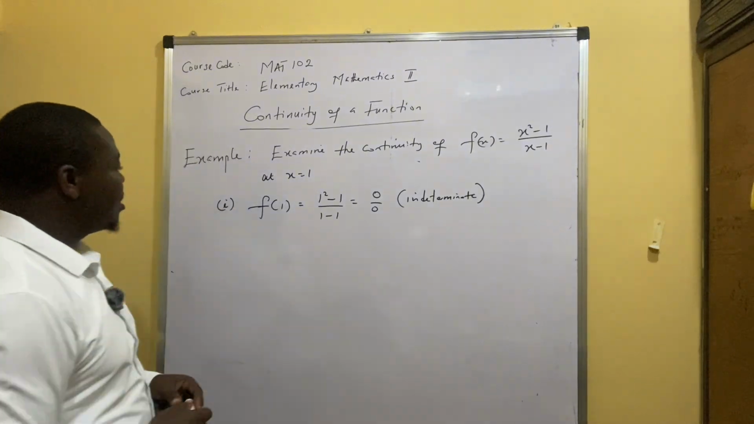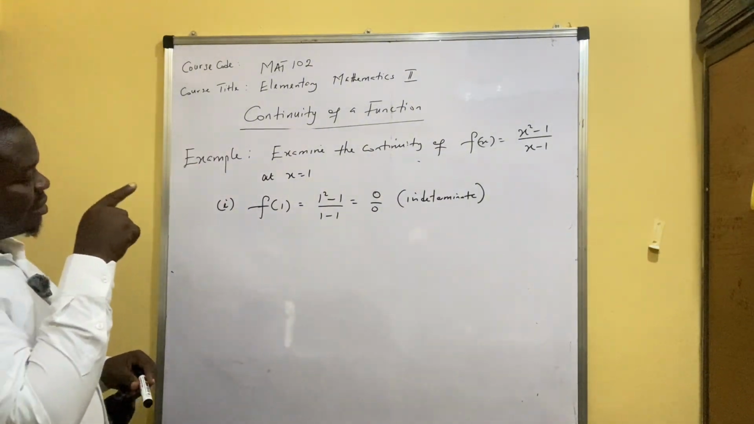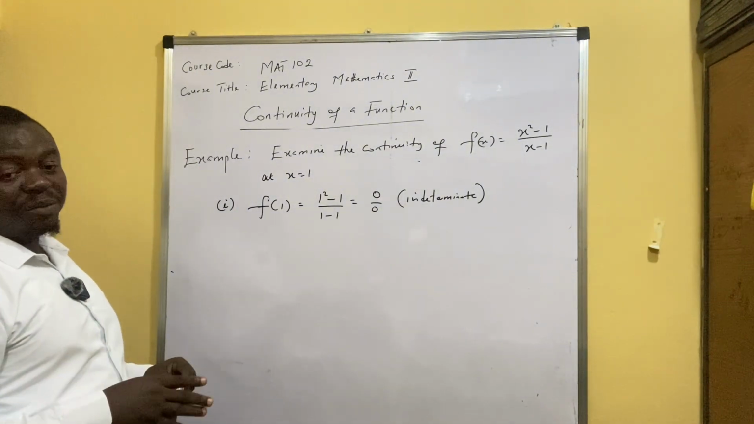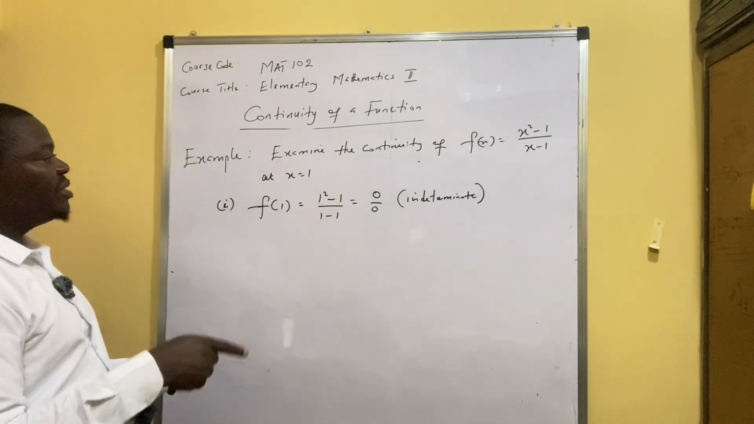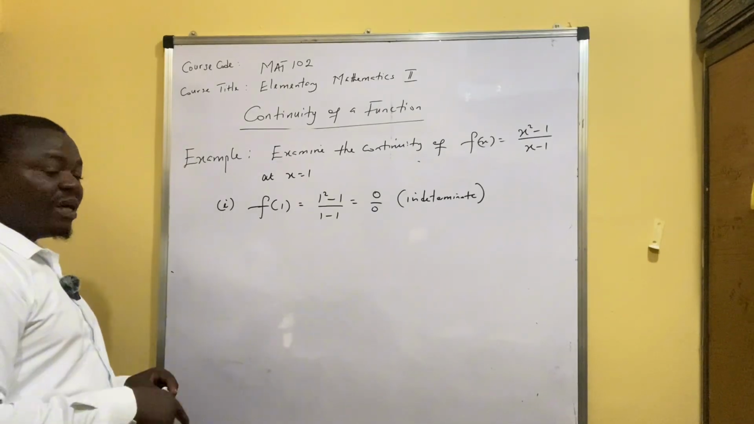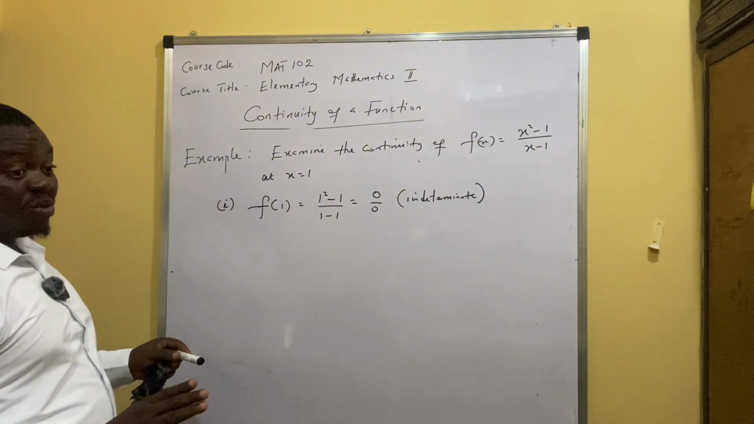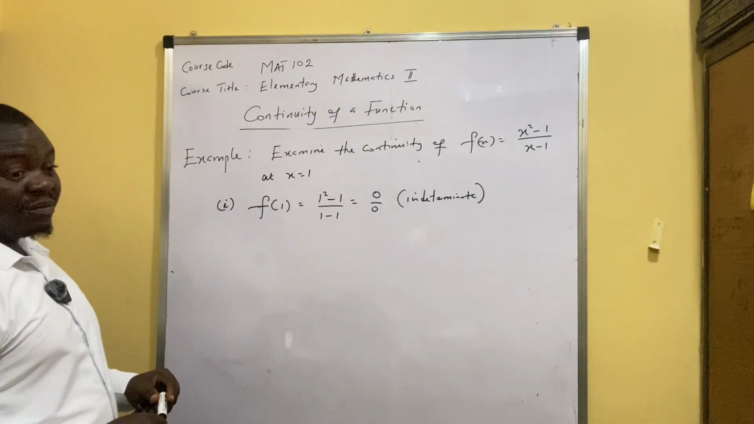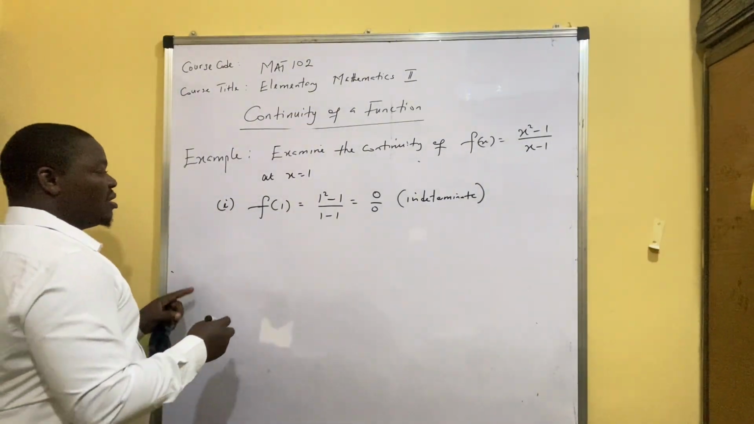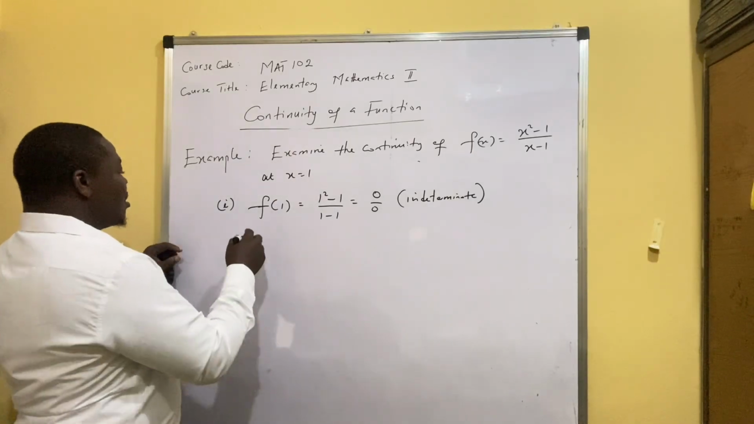Okay. So what this implies is that this particular function can be written in another form. Are we together? So we now redefine the function and then apply. Because if you look at this one, it means that this function is not continuous at x equals 1 because it fails the first property. This is indeterminate. So the next thing we now do is to redefine the function. We now redefine it this way.